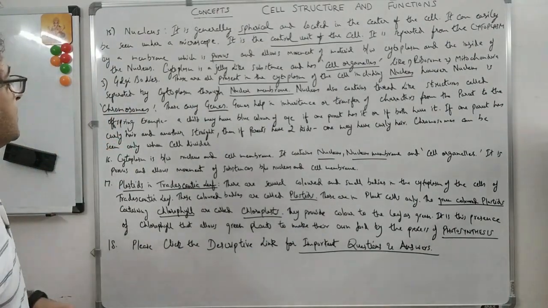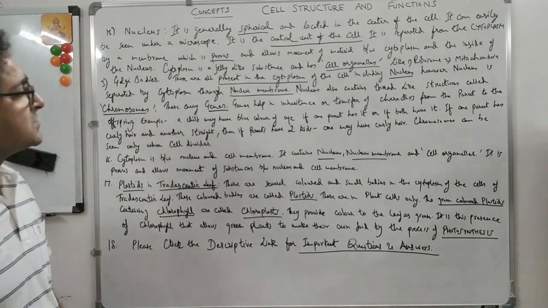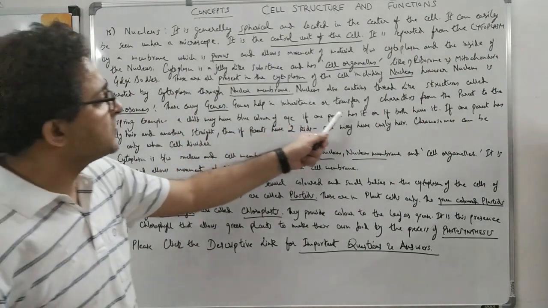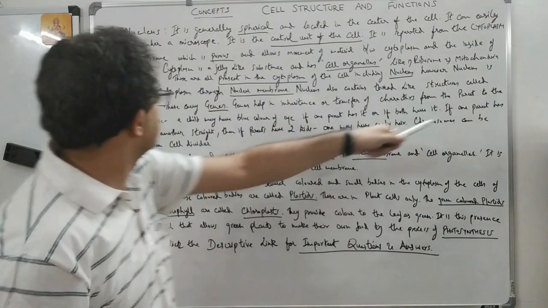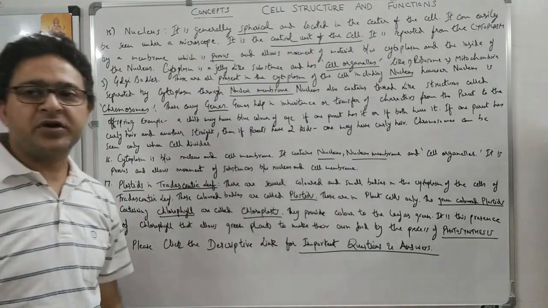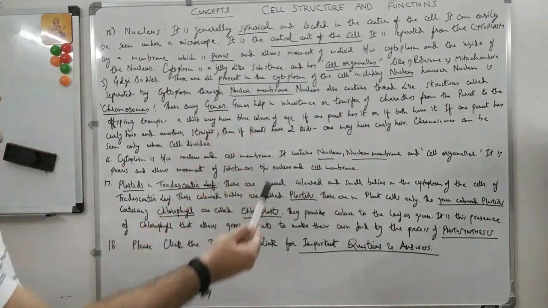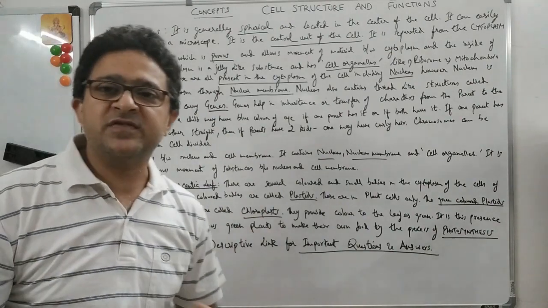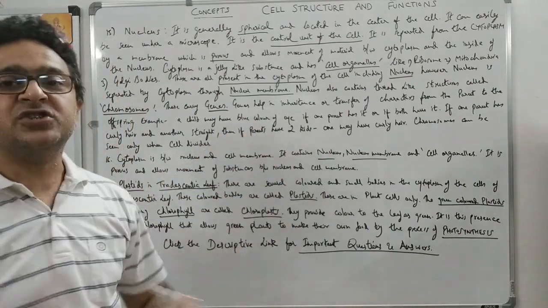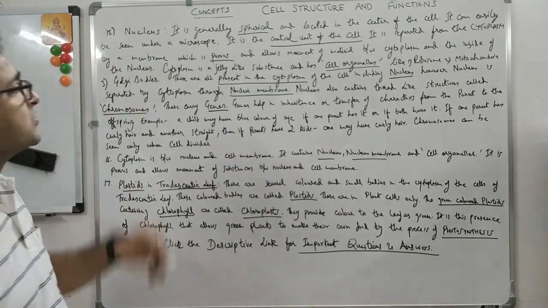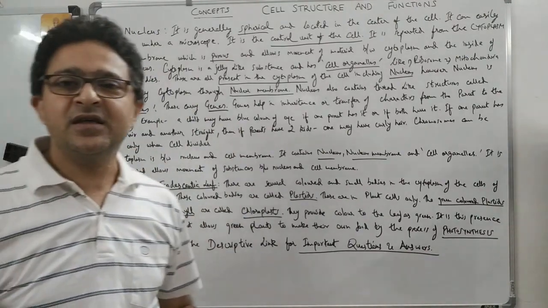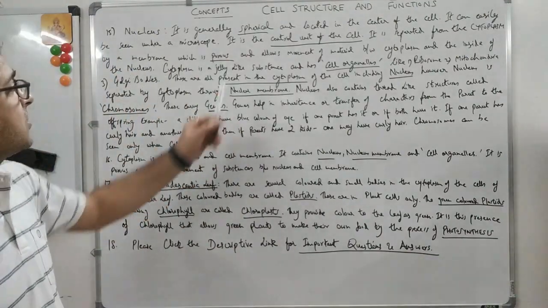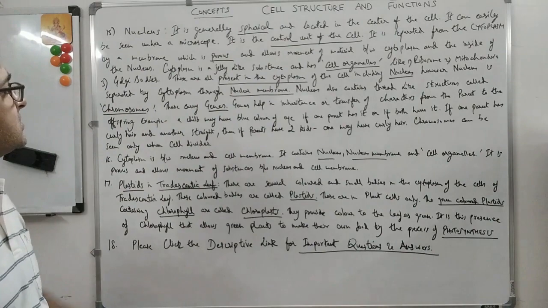Chromosomes carry genes. What are genes? Genes help in inheritance, or transfer of characters from the parent to the offspring. Very important. Genes help in inheritance. You inherit certain qualities from your parents. So this is called a gene, and the gene is in the chromosomes, and chromosomes are inside the nucleus.